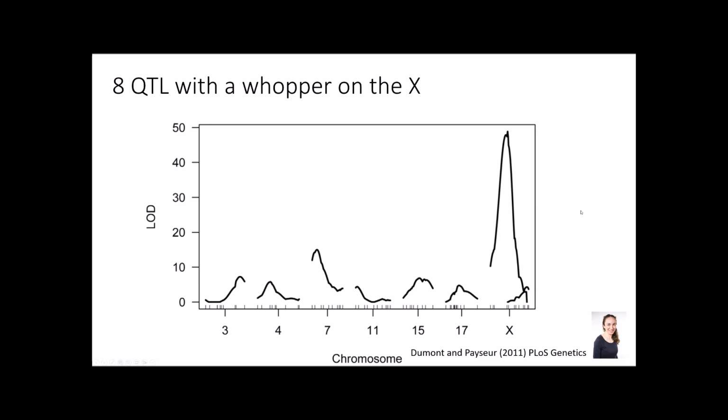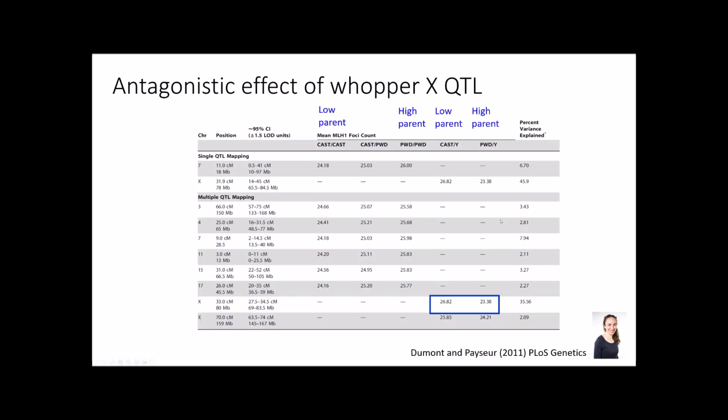And this was our first look at the genetic architecture of this trait. I'll just point out that this whopper on the X explains 35% of F2 variance. And for those of you who are interested in quantitative genetics, you'll recognize that that's a huge effect size. But there's a twist associated with that quantitative trait locus that I'm going to mention right now.